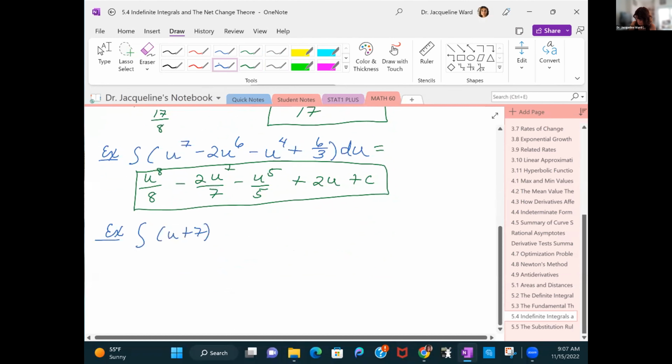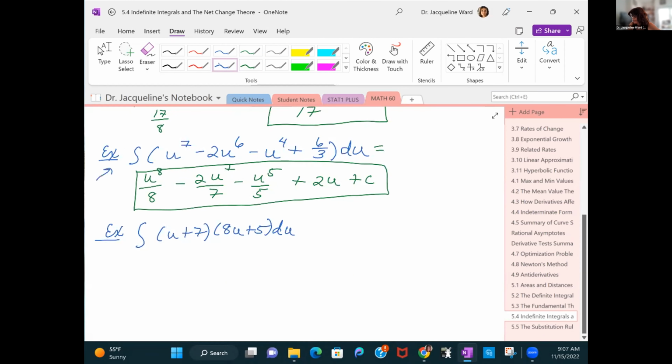And how about u plus 7 times 8u plus 5? And notice again, like in the example that we just completed, how I have parentheses around the entire integrand, because the du is operating on all of those terms, not just the last term. With this example, I don't need to, because we have two factors, and du is multiplying the two factors. So you could put brackets around them, but it's not necessary.